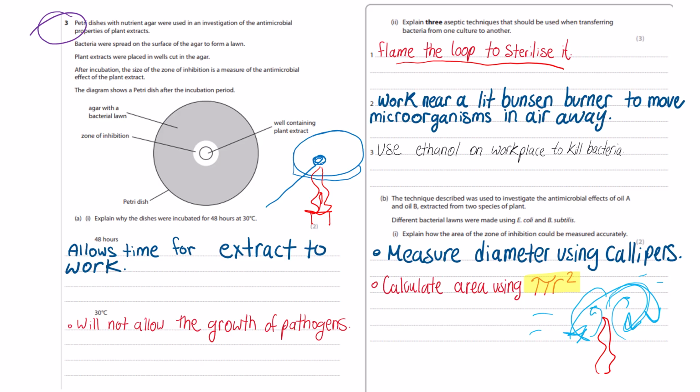Point number 3 obviously is use ethanol on workspace to kill bacteria. You can say use ethanol or use methanol or just use any alcohol to wipe the surface.